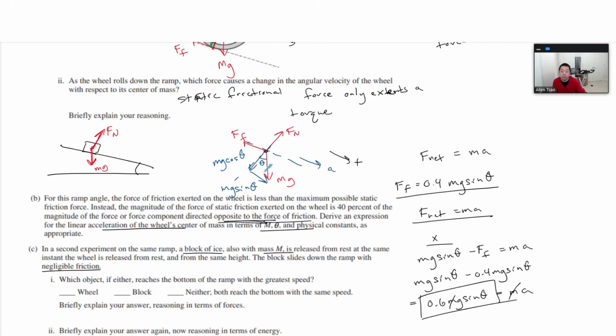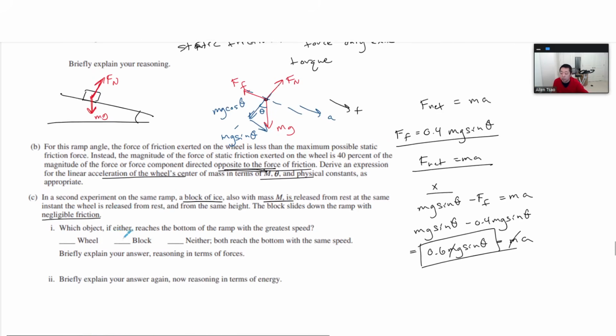Friction is causing this guy to slow down a bit, right? So just from forces alone, for the block of ice, because there's no friction, the block of ice is going to accelerate down faster. I would say the block. And in terms of forces, there's no friction, so the net force is larger down the ramp. Okay? That's why this is a little counterintuitive.